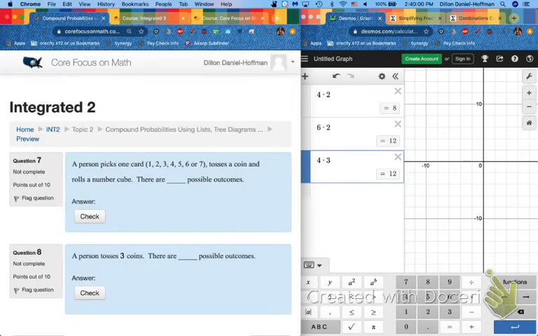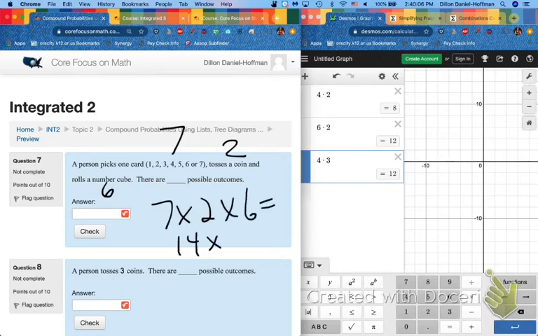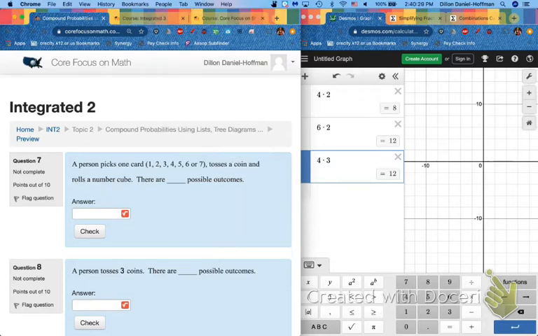Number 7. A person picks a card 1, 2, 3, 4, 5, 6, or 7. Well, 1 through 7 means there are 7 choices there. Tosses a coin. Already went over that. It's 2. And rolls a number cube. Already went over that. 6. 7 times 2 times 6 is 14 times 6, which is 84. Let's do the same thing. How many cards you have times 2 times 6?